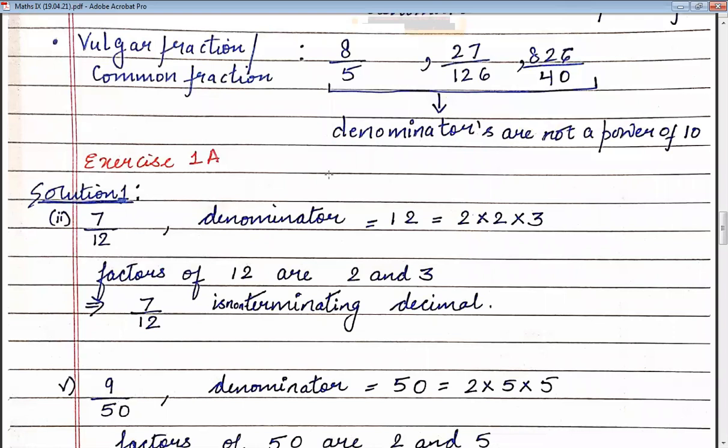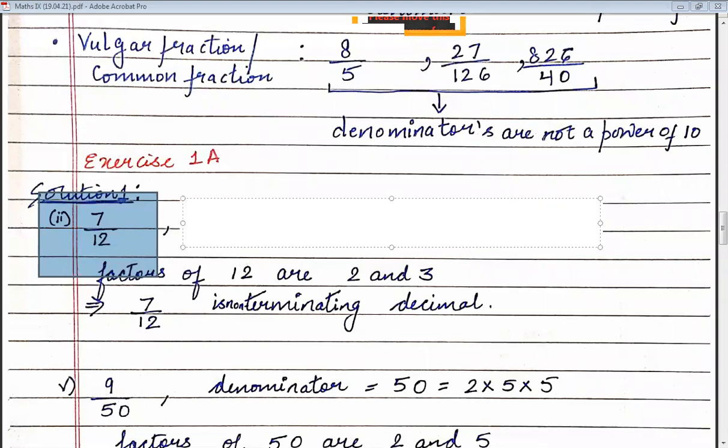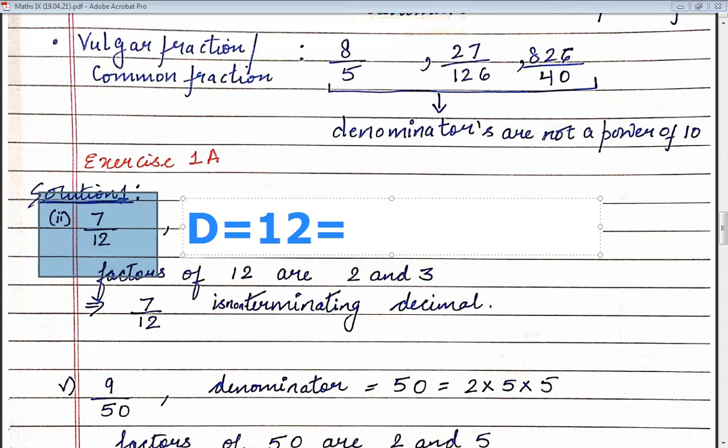Now children, let us take up a few questions from your book exercise 1A. In the first question, without actual division, you have to show whether the given fraction is a terminating or non-terminating decimal. So let us try all the questions one by one. In the first one, it is 7 upon 12. Can you tell me which one is the denominator here? We just have to look at the denominator. Your denominator is 12. Now make the prime factors of 12. It is 2 into 2 into 3.